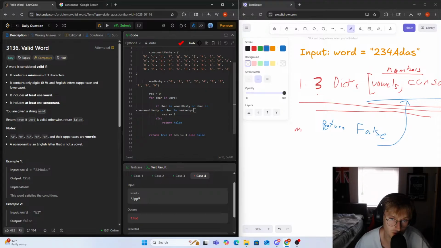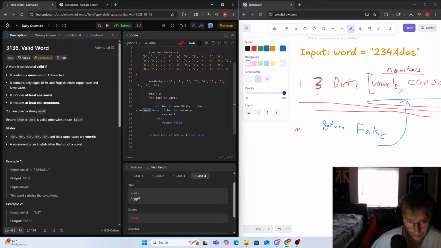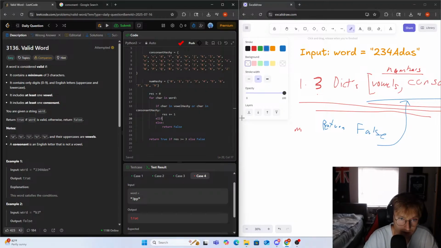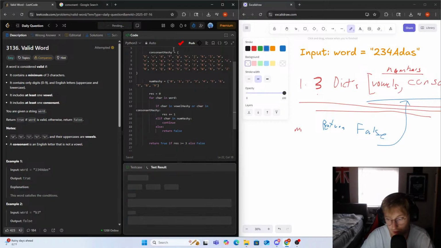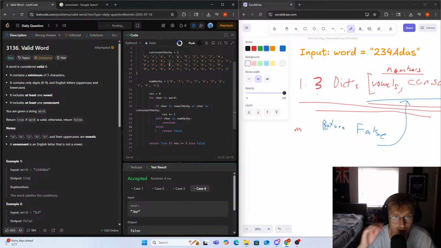Okay, so we got our nums here, so I think a character would either be one of these two, right? So I guess we can simply fix this by just getting rid of this, having an else if here. Char in num hashy, we can just continue. Otherwise, we would just return false. I think that should work. I feel like this is a pretty shitty way of doing it, but I think this should work now.